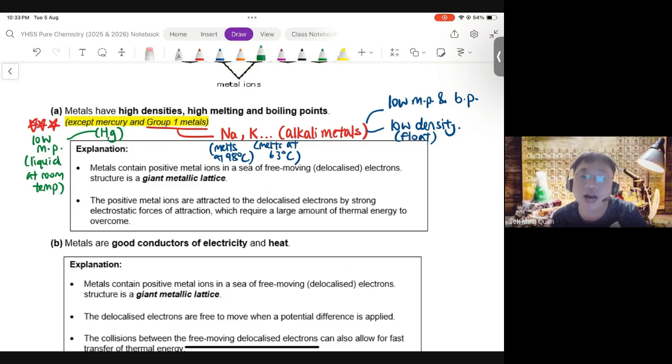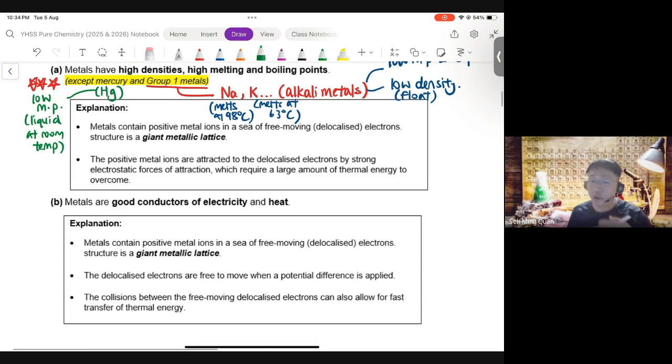All right. Now, metals generally have high melting points except mercury and group 1 metals. And the explanation is over here. It should look familiar if we have gone through this in metallic bonding in chapter 4 and 5. So I would advise us to read this explanation, ensure we understand it, and ensure we can apply it in a question to explain why metals have high melting points.